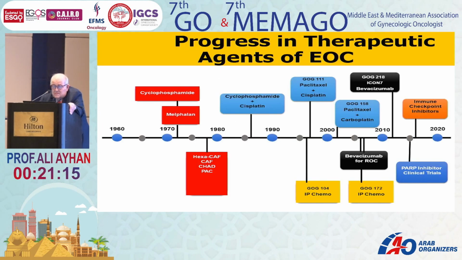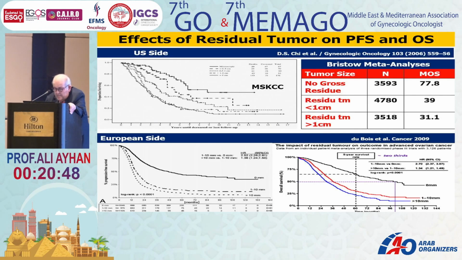There are many progressing therapeutic agents for epithelial ovarian cancer. In the past, alkylating agents, then the platinum era, additional taxane, and BEV, then finally PARP inhibitors and checkpoint inhibitors. What about the R0 result? The first slide is hospital-based. Another one is the Bristow meta-analysis. All of these showed R0 is better than other variants on the US side. And also on the European side, a similar result.